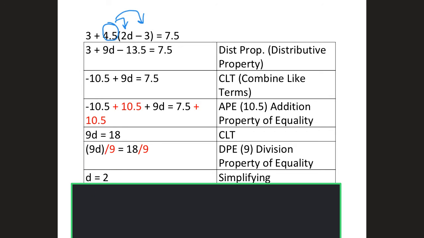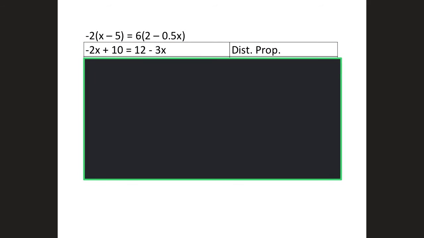Okay, so let's go on to another problem. So here I have negative 2 times (x minus 5) equals 6 times (2 minus 0.5x). The first thing I do is my distributive property. So you'll see, I did negative 2 times x to get negative 2x. Negative 2 times negative 5 to get 10. 6 times 2 gives me 12. 6 times negative 0.5x gave me negative 3x.